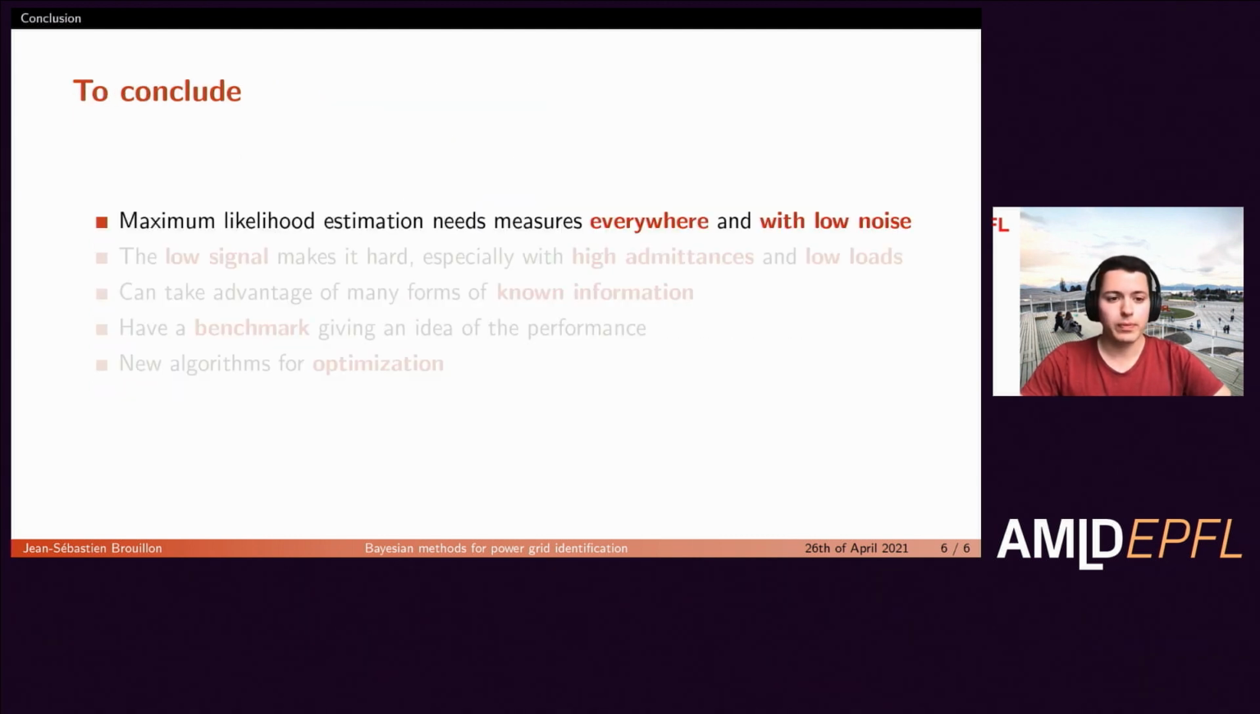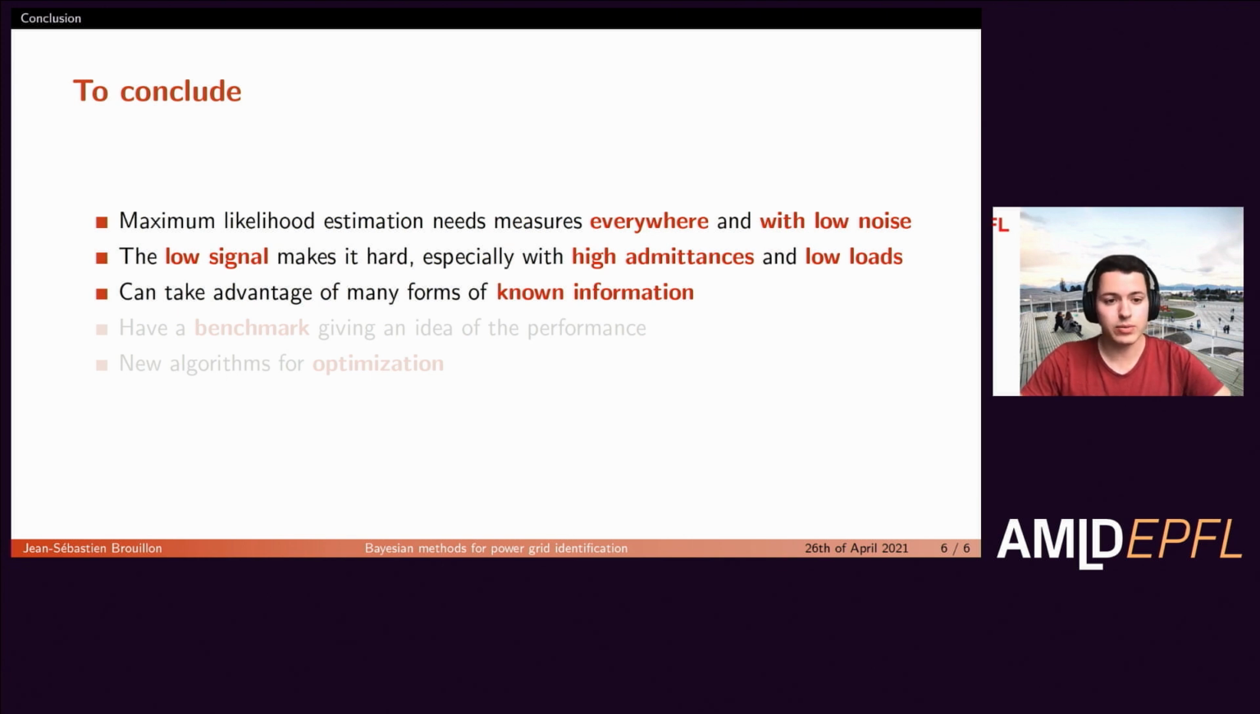To conclude, we performed the maximum likelihood estimation in realistic conditions with measures of voltage and currents on every node of the grid and fairly low but realistic noise. The estimate was not very good because of the lack of signal in the estimation problem, and especially for the high admittances, which correspond to short lines or switches, and the nodes where loads are low, because the signal is even lower on these nodes.